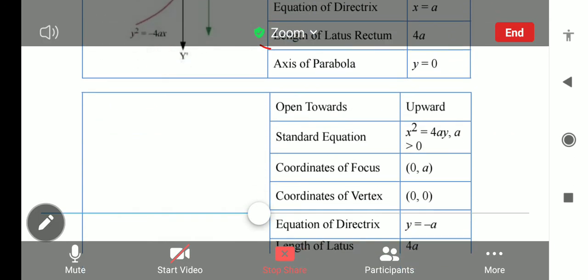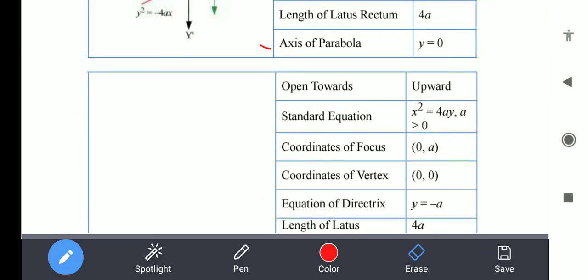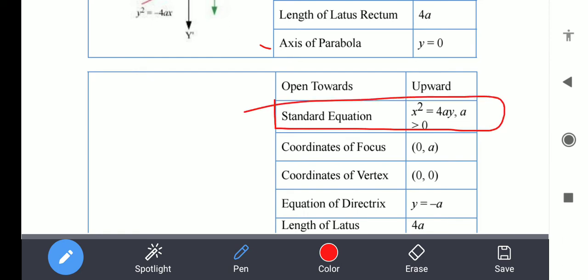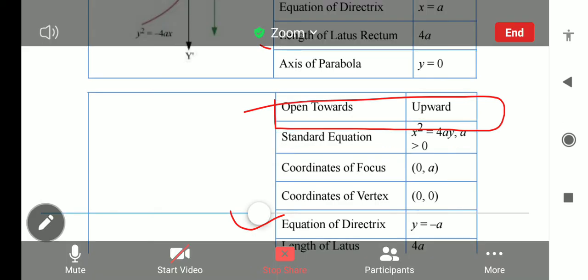Third case, open upward. In this case, the standard equation is x square equals 4ay, where a is positive. Now the coordinates of the focus, because the focus lies on the y-axis, are (0, a). The coordinates of the vertex are again at the origin, that is (0, 0). Now the directrix is parallel to the x-axis, so the equation of the directrix is y equals minus a, and the length of the latus rectum is 4a.